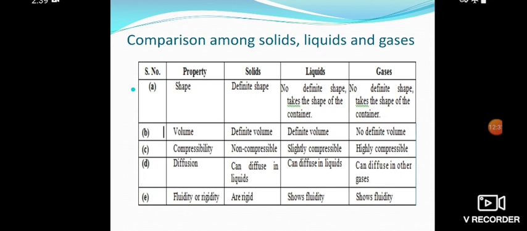Fluidity or rigidity. Solids are rigid. Liquids show fluidity, but they are less rigid than solids. Solids do not show fluidity. Gases show fluidity, but they are not rigid.